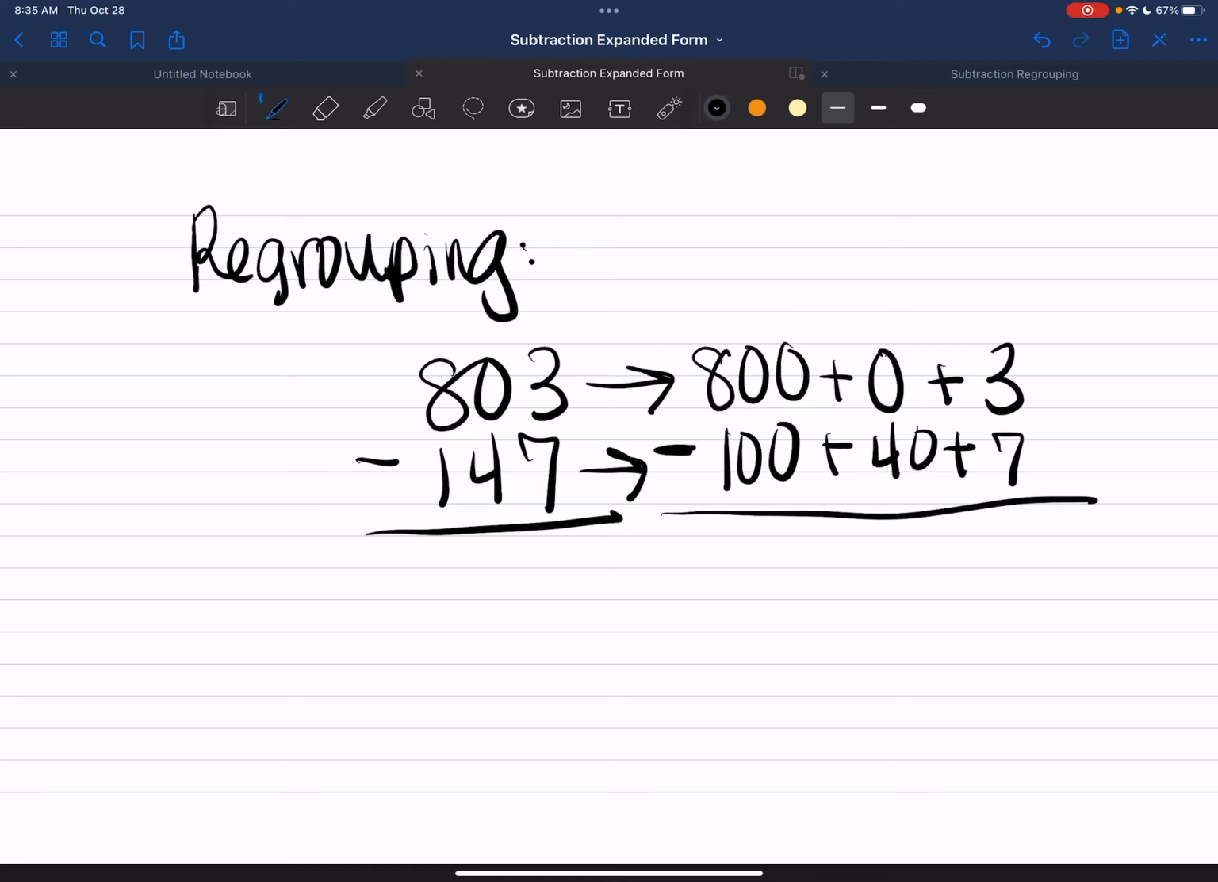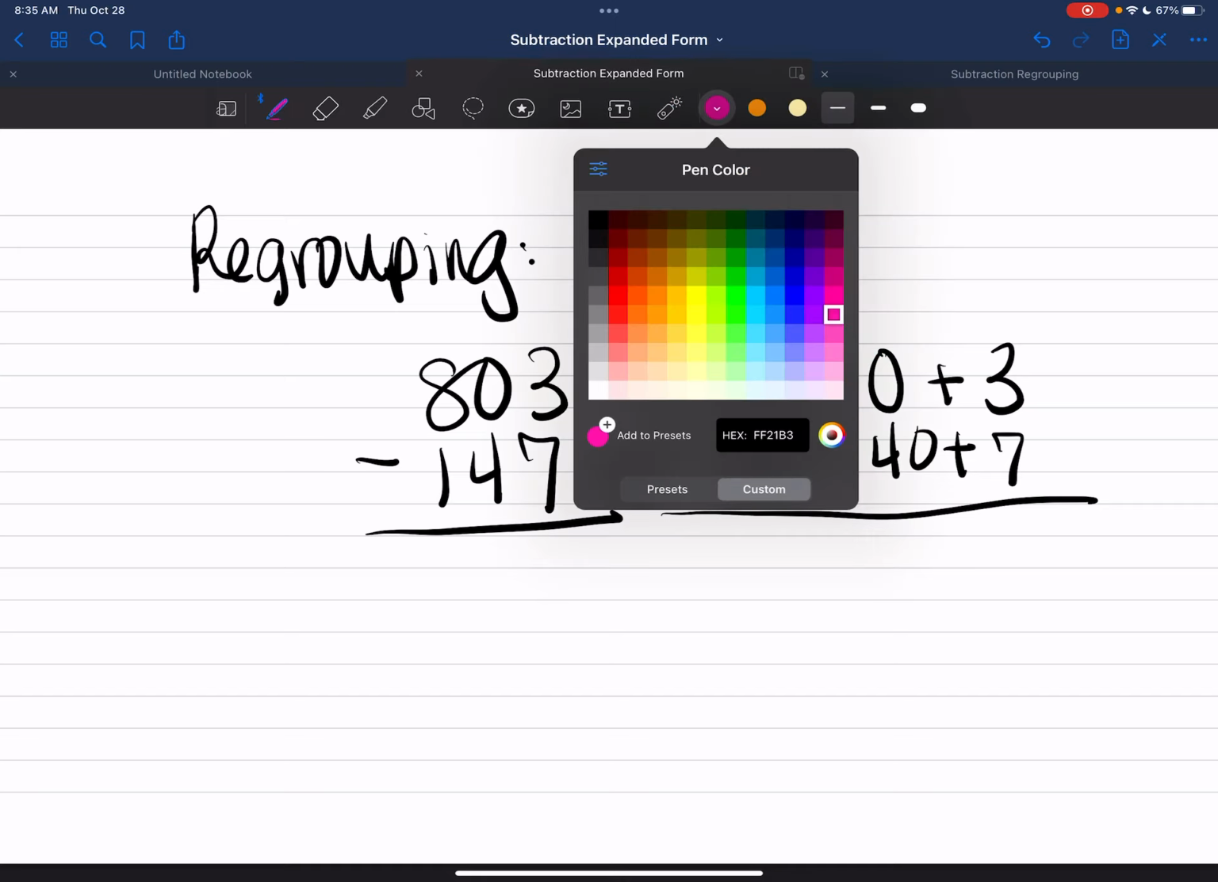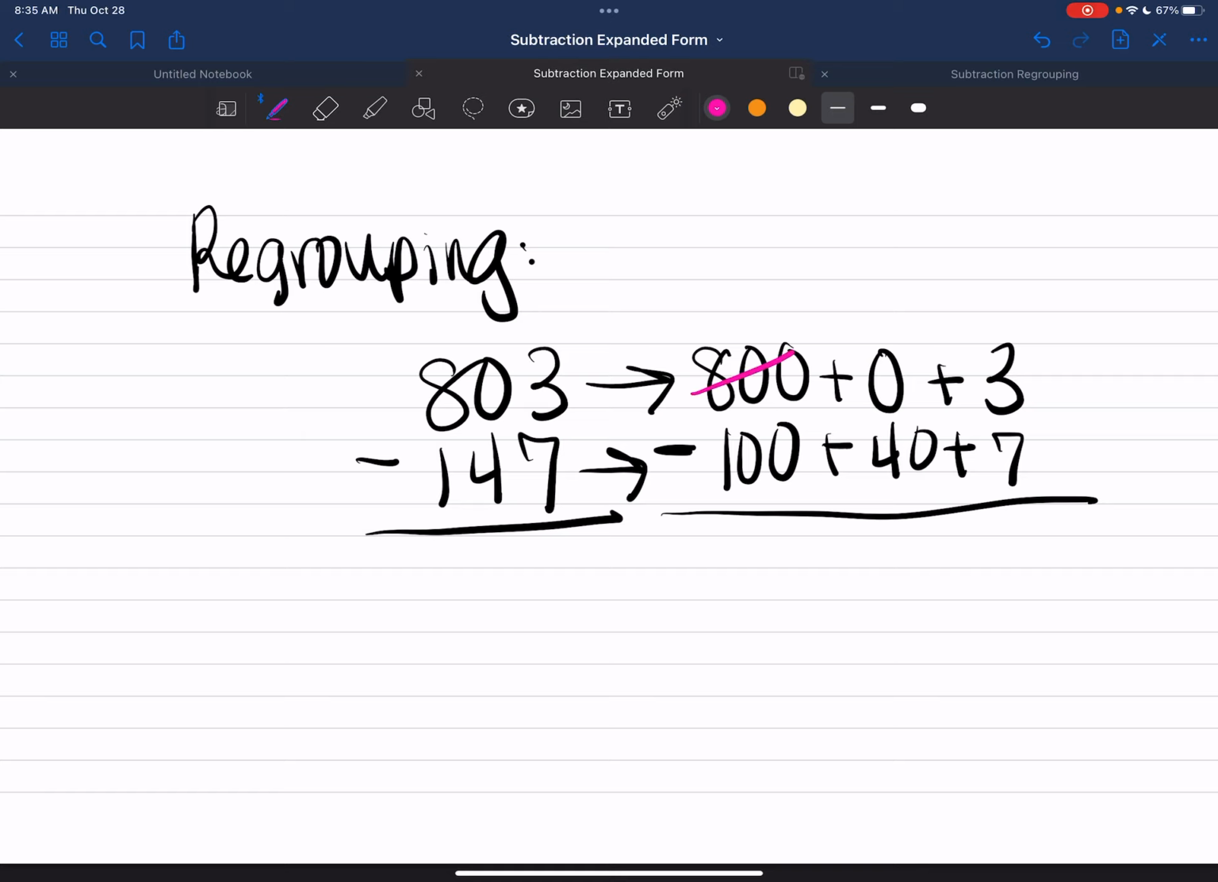In this problem, we're going to have more than one regrouping. We noticed it with the 0, but let's look at our ones place. 3 minus 7. We can't do that because we don't have enough. So we're going to move to our tens place. There are no tens to borrow or regroup from, so we move all the way to our 100s place. Our 100, if we take 1 away from the 100, that becomes 700 because we take 1 away. Our 0 now becomes a 100 because you took 100 away.